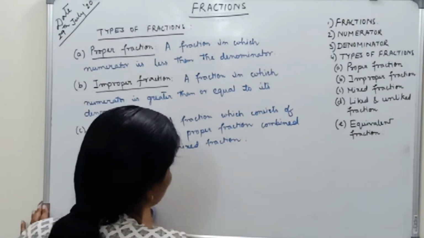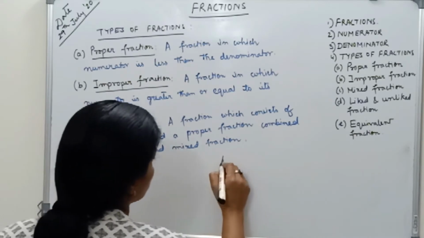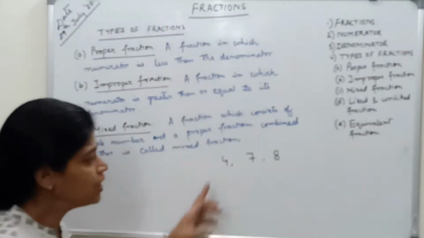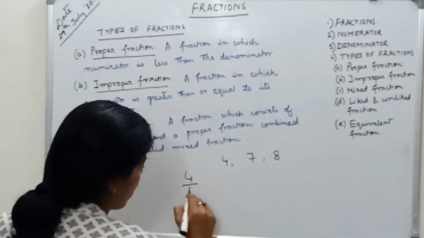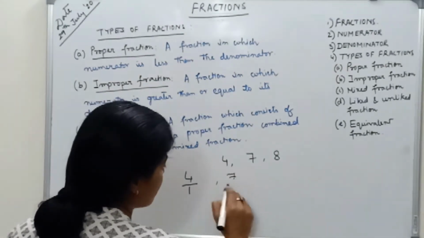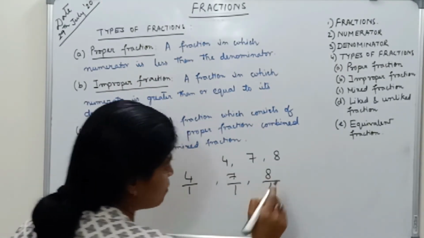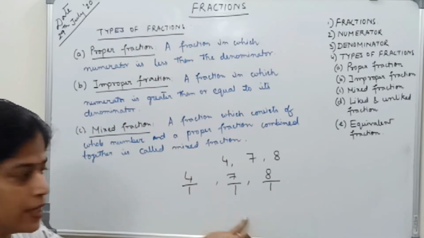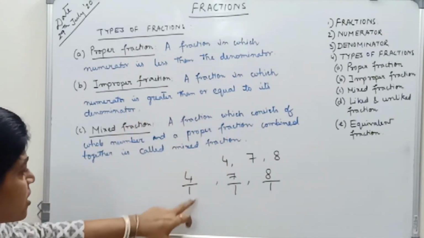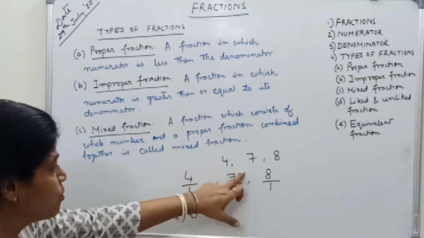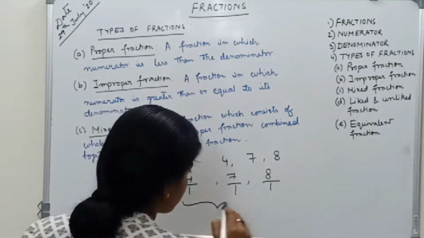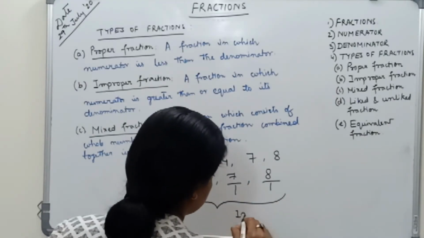All the natural numbers, suppose I write 4, 8, 7, 9, all these can be written as 4 by 1. 4 can be written as 4 by 1, 7 can be written as 7 by 1, 8 can be written as 8 by 1. So all the natural numbers are improper fractions because the numerator is greater than the denominator. So these all are improper fractions.